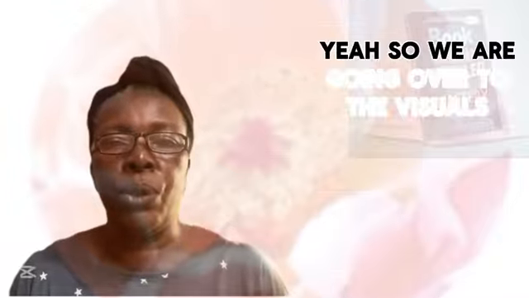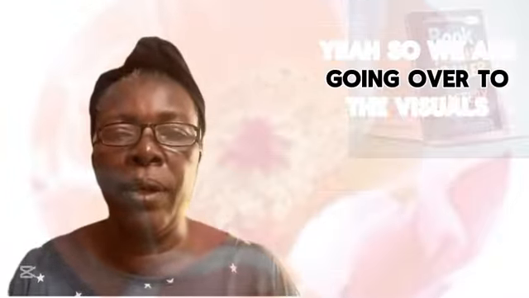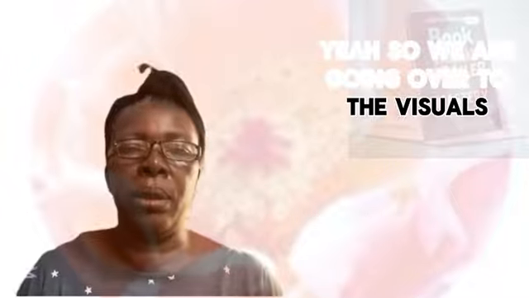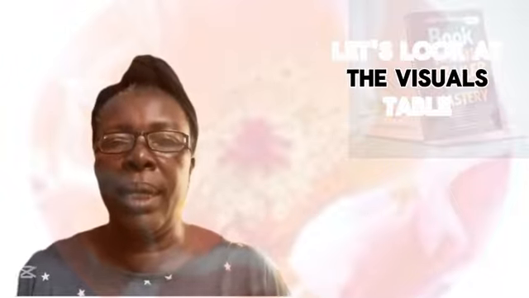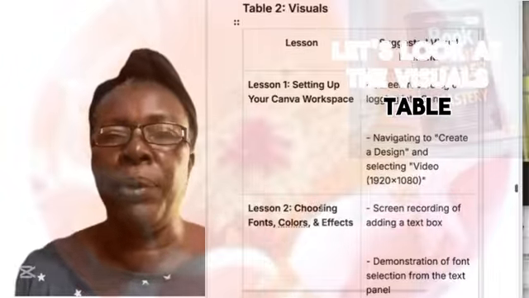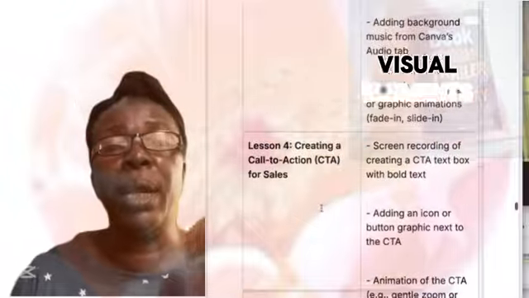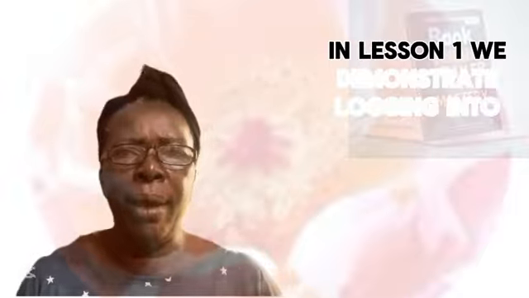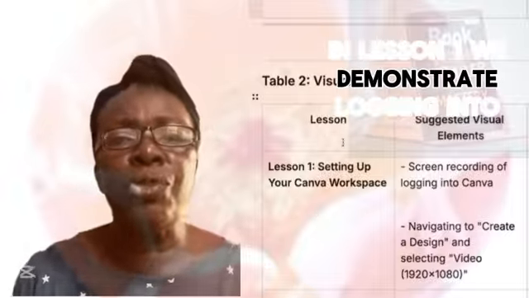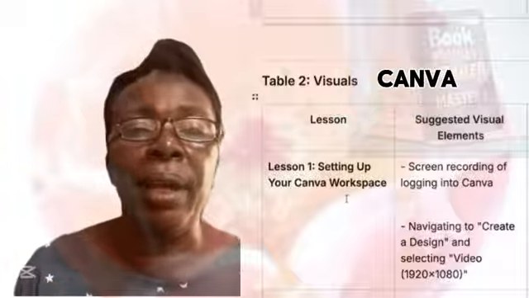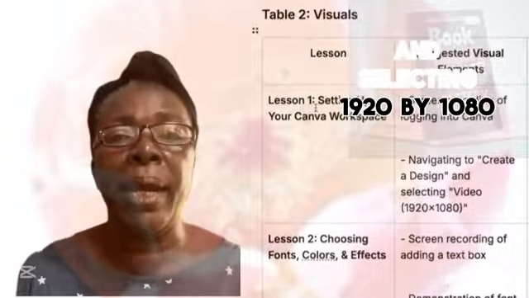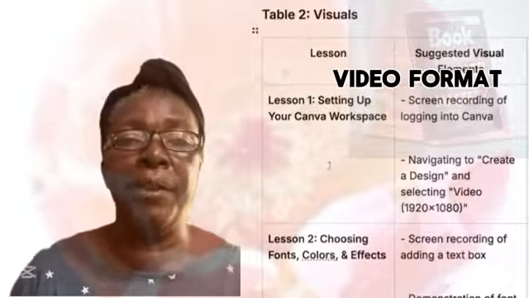So we are going over to the visuals. Next, let's look at the visuals table. This table suggests the specific visual elements you should include in each lesson. In lesson 1, we demonstrate logging into Canva and selecting 1920 by 1080 video format.